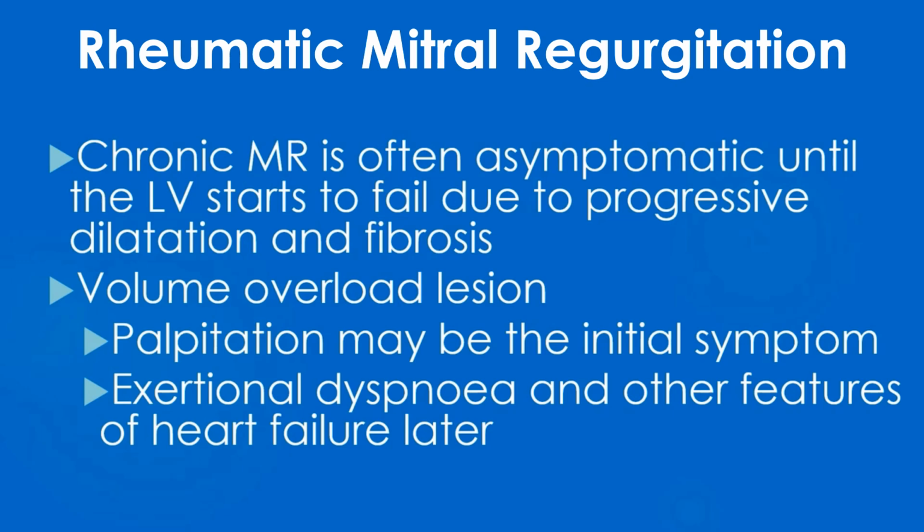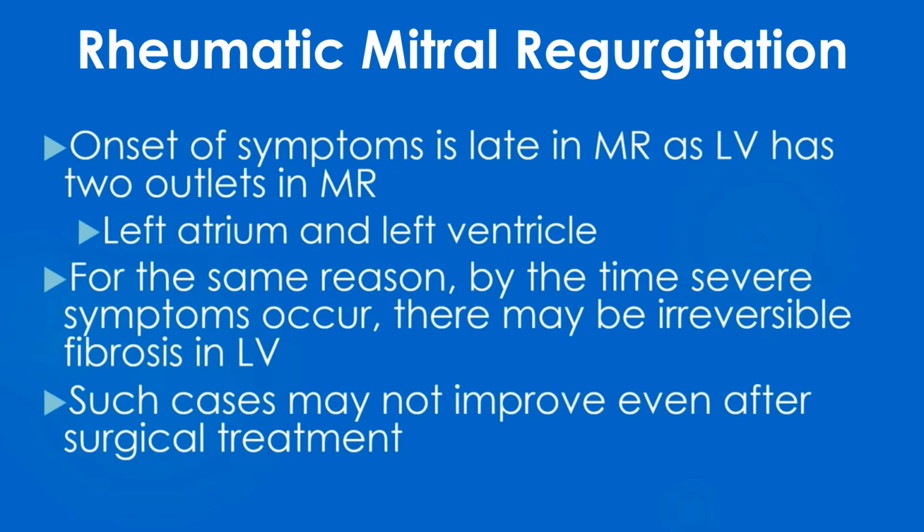Since it's a volume overload lesion, palpitation may be the initial symptom, followed by exertional dyspnea and other features of heart failure later. Onset of symptoms is late in mitral regurgitation as the left ventricle has two outlets in this condition, that is left atrium and left ventricle. For the same reason, by the time severe symptoms occur, there may be irreversible fibrosis in the left ventricle. Such cases may not improve even after surgical treatment.